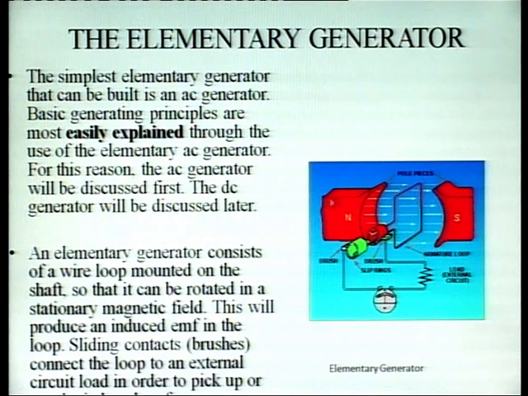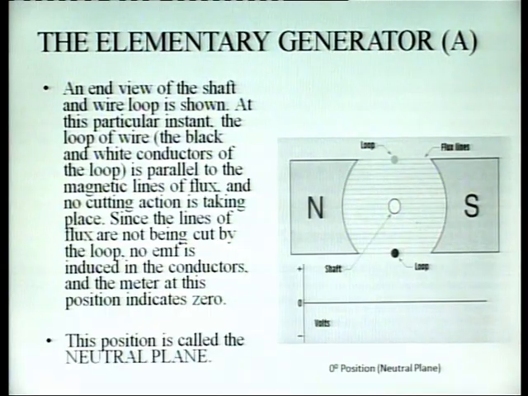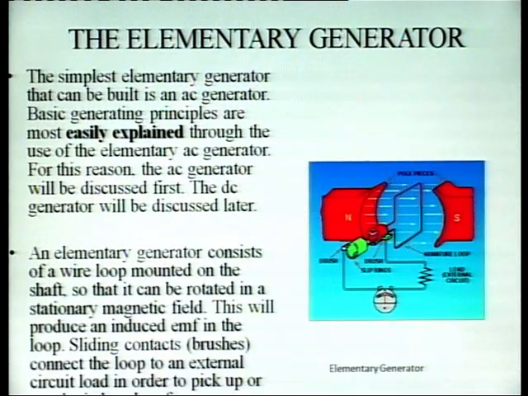The main difference between AC generator and DC generator is that in any generator the output is AC. If we want to generate DC, then we will connect the commutator which will rectify the AC into DC. And this is the simplified diagram.